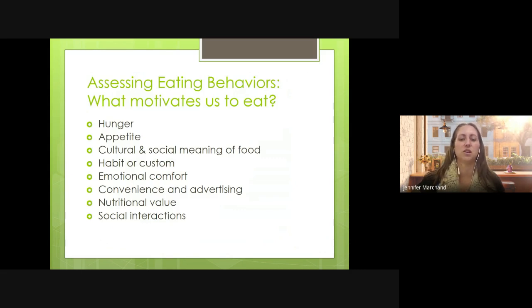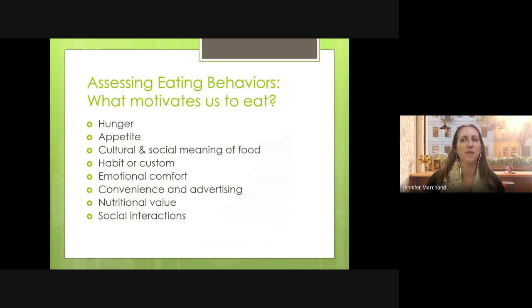All right, so let's talk about some behaviors of eating. What motivates us to eat? So there's a lot of different things. Hunger, obviously, like when your belly gets hungry, you need to eat something. Appetite, cultural, social means. So if you're going out with a group of friends and they say we're going out for ice cream, well, obviously you're going to grab some ice cream. That's a social thing to do.